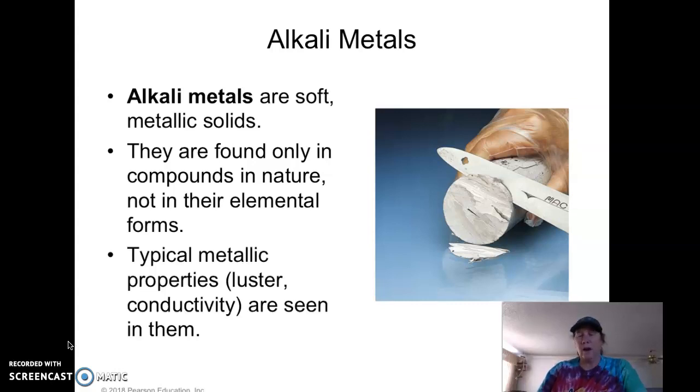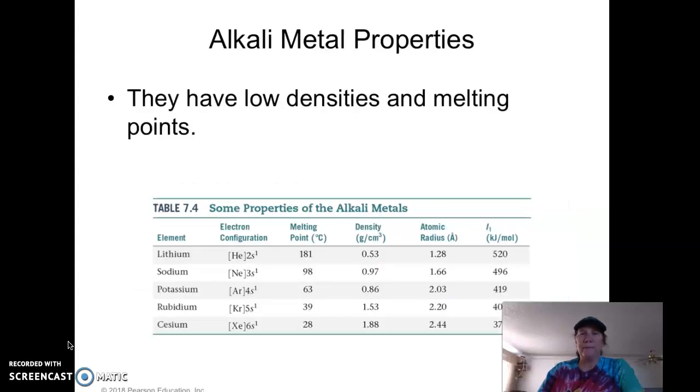Okay, they have a little shininess to them, and they're very good conductors, so they're typical metals that way. They're softer than most metals you think of, but again, they're super, super reactive. They have very low densities. So here you can see lithium. Their densities are really low, less than water. So all these guys would float in water, except rubidium and cesium. Water's density is 1. So you can see that.